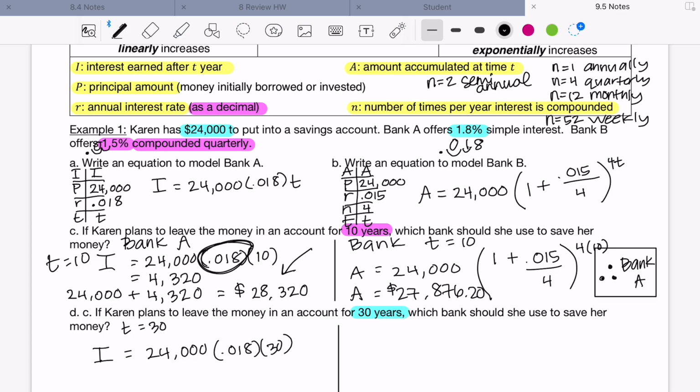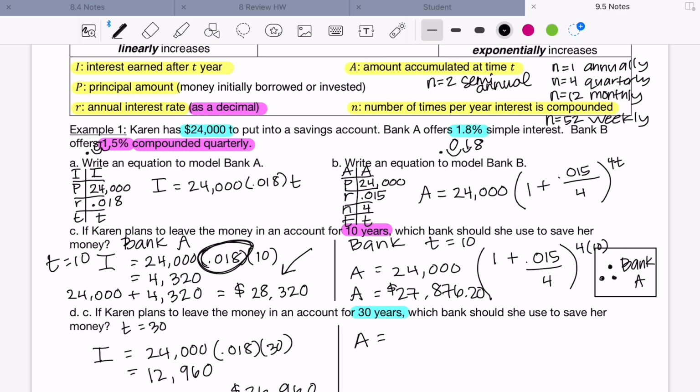And then that gives me that we have interest of, wow, that's nice. After 30 years, she didn't do anything with it, but she made almost half of what she put in there. So it's going to be that 24,000 plus the 12,960. So she makes $36,960. Let's see what she's going to get when she takes it to Bank B.